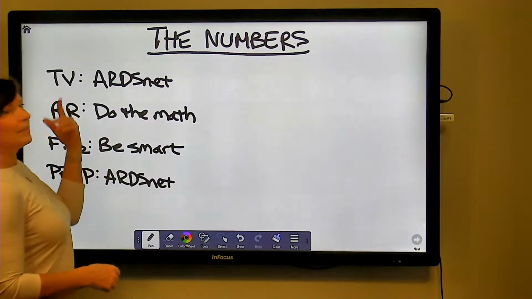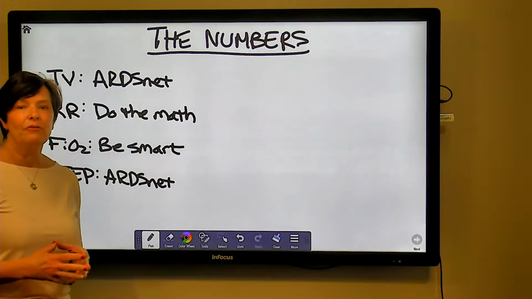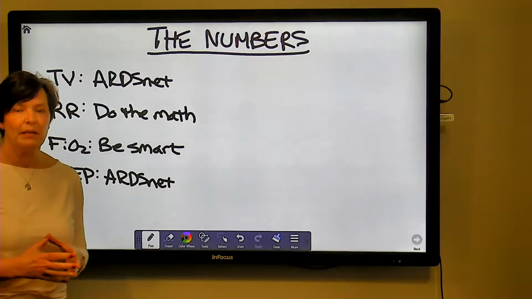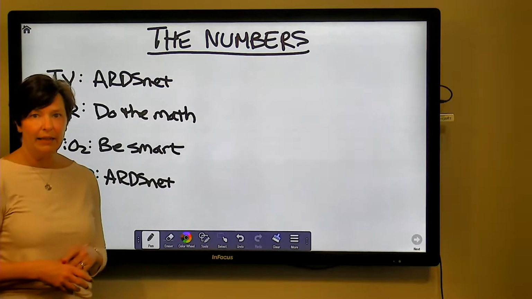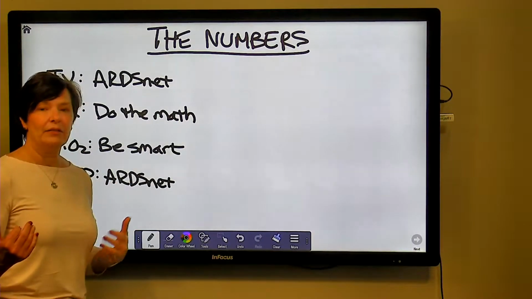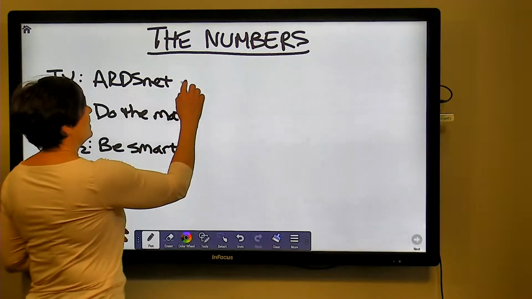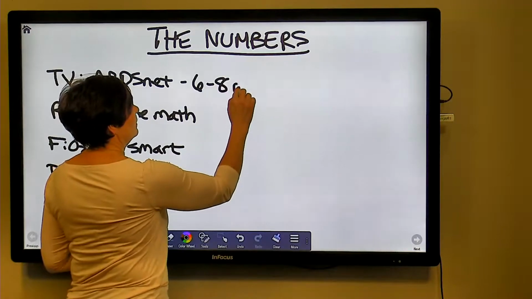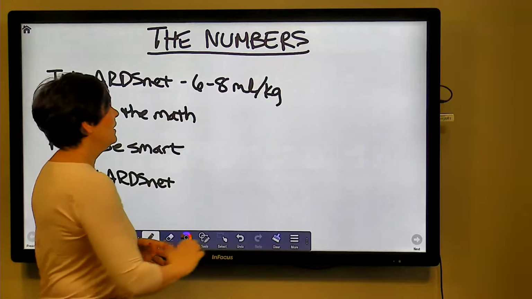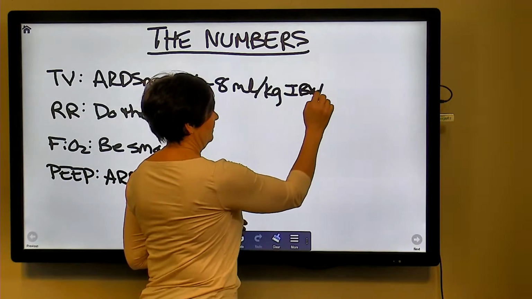The first is tidal volume. Where do we get our tidal volumes from? Well, actually, we get them from the ARDS network. We use low tidal volume ventilation for our patients because it's been shown to improve mortality. We, sitting here, are probably breathing about 5 cc's per kilogram. ARDSnet suggests 6 to 8 mLs per kilogram for tidal volume. And this is per kilogram of ideal body weight.